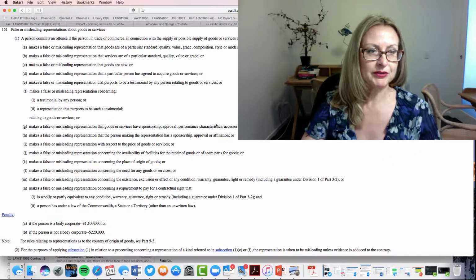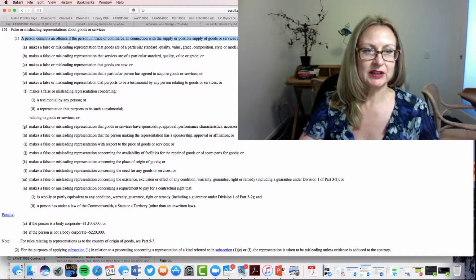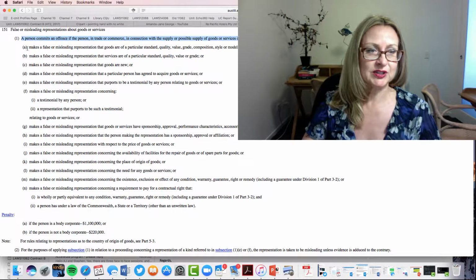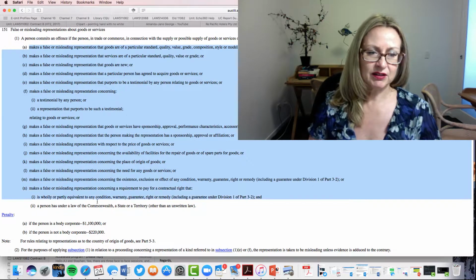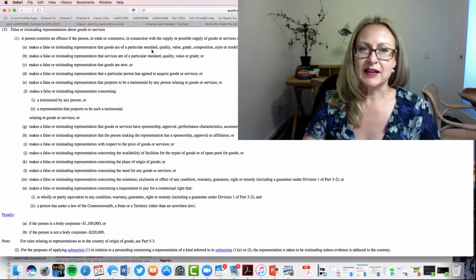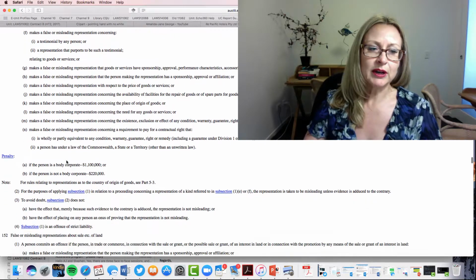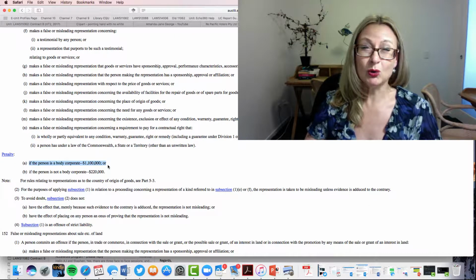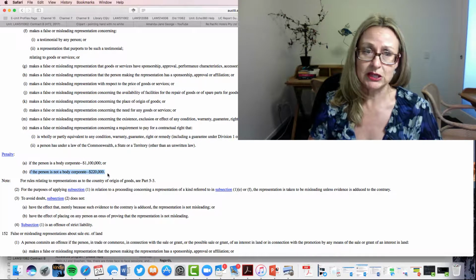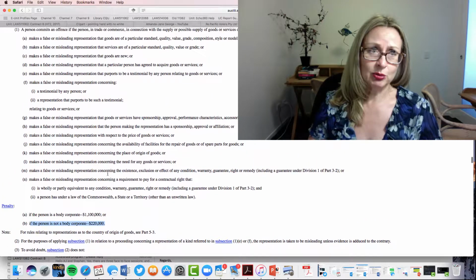And here we are at Section 151. You can see a person commits an offence, that is a criminal offence, if the person, in trade or commerce, in connection with supply or possible supply of goods or services, does any of these things involving false or misleading representations. Goods are a particular standard, quality, value, grade, and so on. Now, if you make any of these kinds of misstatements, have a look at the penalty here. If the person is a body corporate, $1.1 million. If the person is not a body corporate, a natural person, so it's either you as the representor or with accessorial liability, $220,000 for each and every offence that you commit. So very serious criminal provisions here.